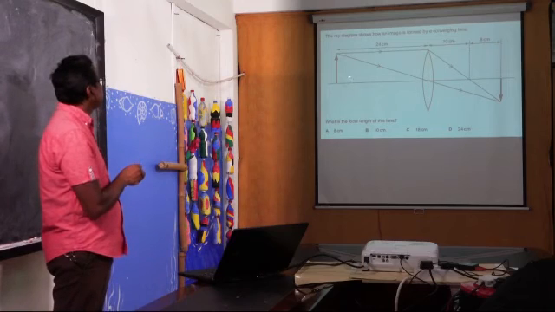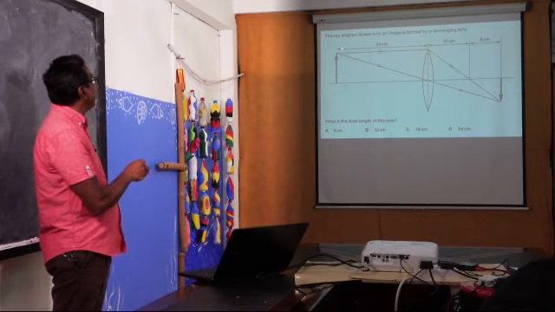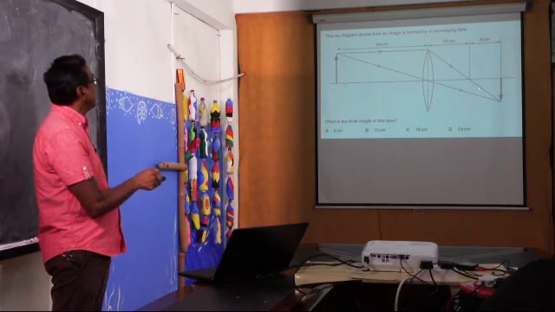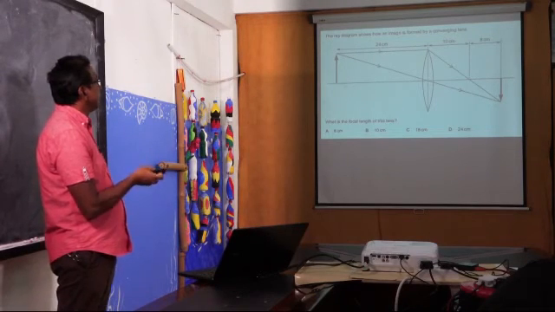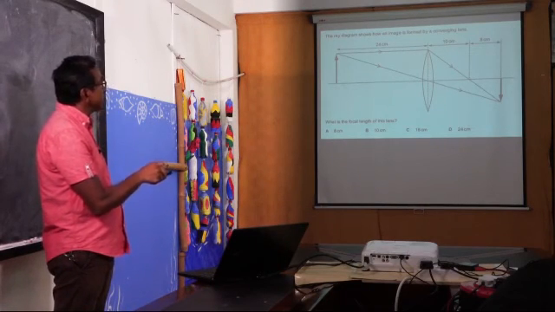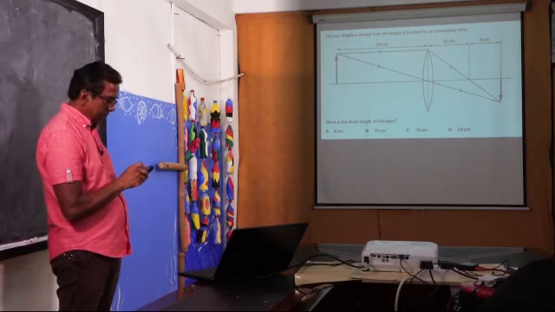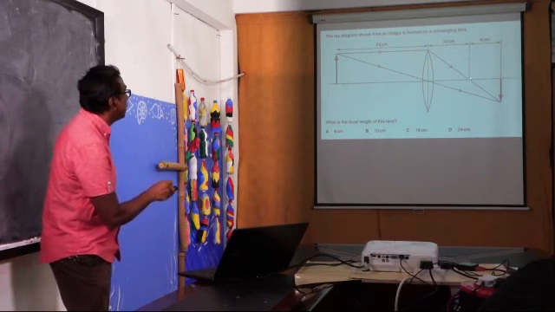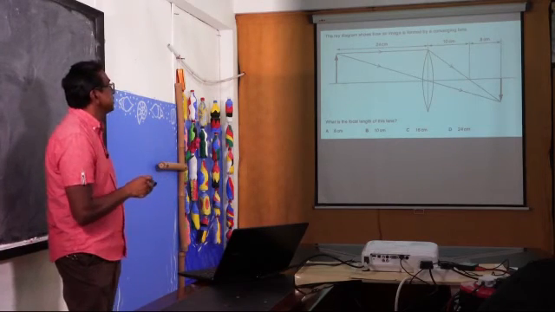Look at this one. This is your object. A ray of light going to the optical center is undeviated. A ray parallel goes through F. What is the focal length of this lens? Focal length is where the ray meets the principal axis. Therefore, it is here. So, the focal length is going to be 10 centimeters. The distance between the lens and F will give you the focal length.